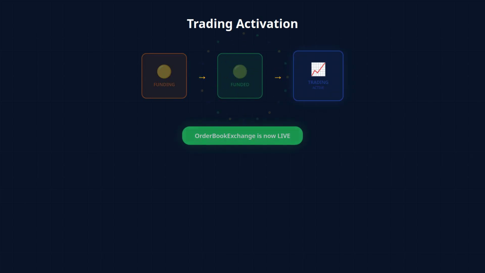When the sale completes successfully, secondary trading is unlocked. The token contract transitions from sale mode to trading mode. Investors can now list their tokens on the order book exchange. The property has successfully launched, and a liquid market begins to form.